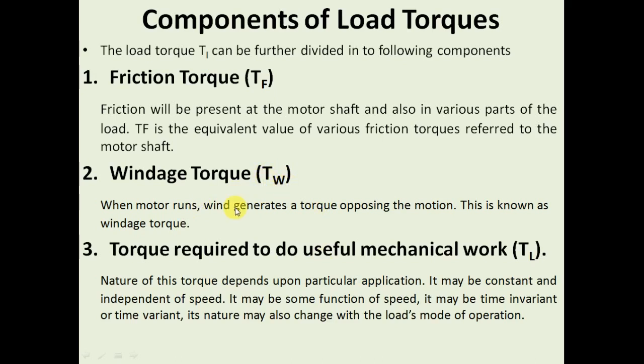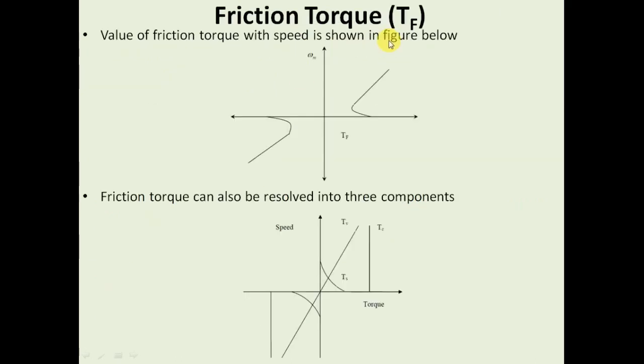Next we are going to see the various components of load torques in detail. We will start with friction torque. This characteristic indicates the variation of friction torque with speed. This friction torque can be resolved into three components: stiction friction, viscous friction, and Coulomb friction. You have studied them in detail during your 11th and 12th standard. While observing the characteristics of stiction friction, you will see that its value is maximum under standstill condition, that is when the speed is 0.